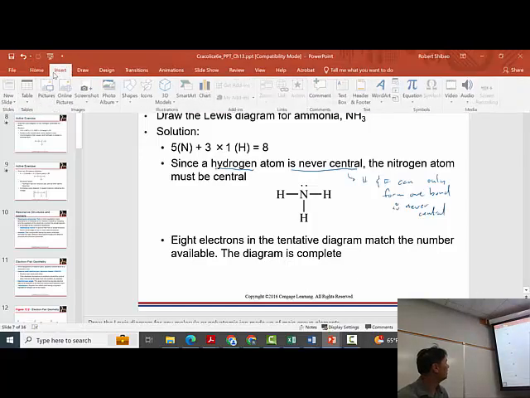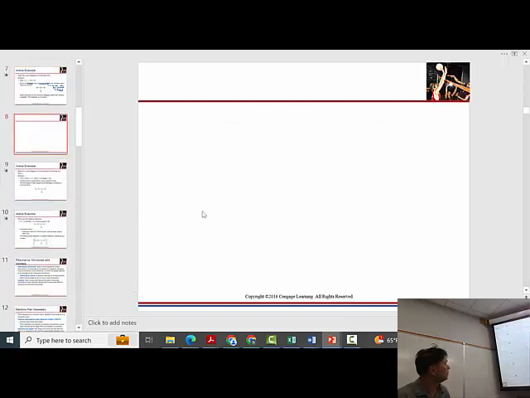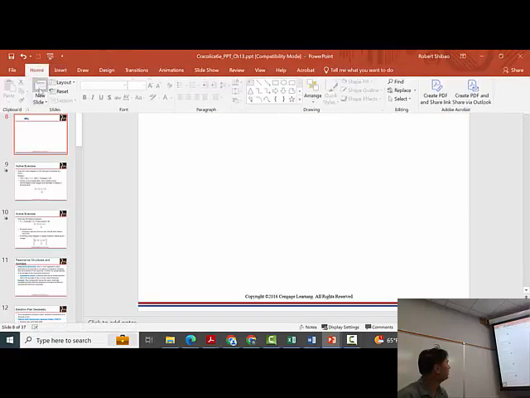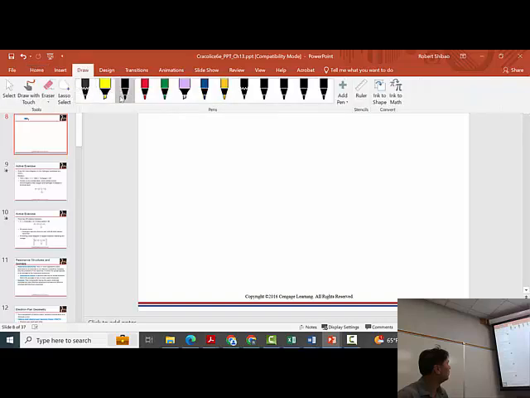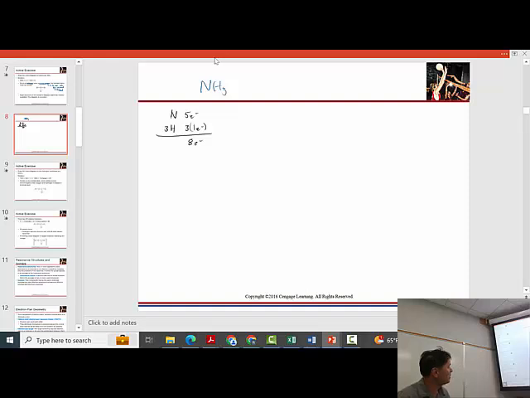All right, so the way I do it is, let's just do it from the very beginning. So if I'm given ammonia, NH3, to draw the Lewis structure out, I would start first with counting the valence electrons. Nitrogen has 5 electrons, and then hydrogen has 1, but we have 3 of them, so it's 3 times 1 electron. And that's going to give us 8 electrons. And then the next step is to build the skeleton.